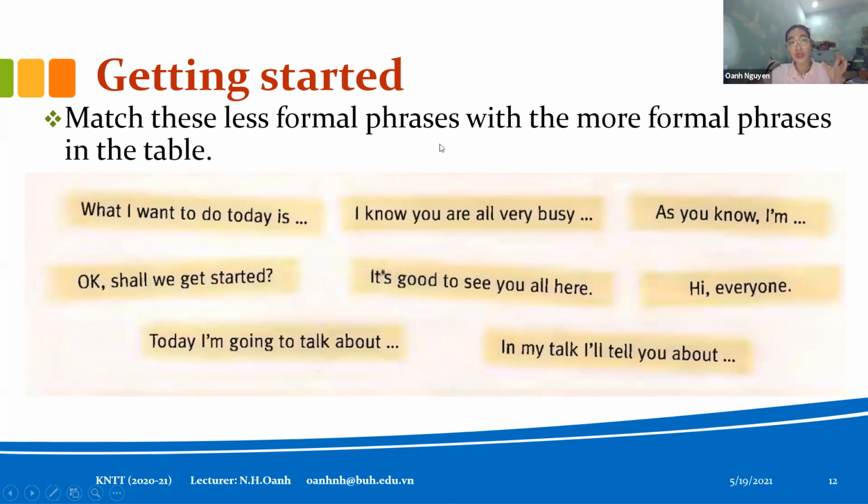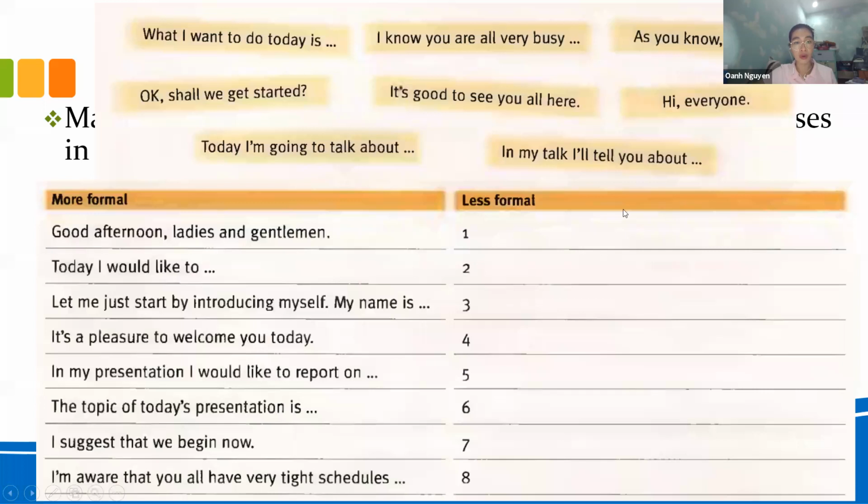Okay. Now, we will need to identify these phrases into 2 columns, formal and informal way, less formal and more formal phrases. So here on the left will be very formal expressions. Now I want you to put the phrases in the box into the less formal columns. Okay, now let's do it, please.